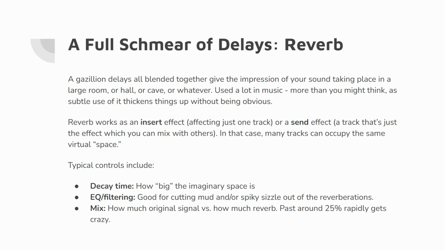And your controls for the reverb will usually be decay time, how big this space is. Is it like a cathedral where this reverb tail goes on for very long? Or is it like a small little bathroom you're confined in? You can filter out the low-end stuff or the high-end stuff if you get a lot of boom coming back, or weird artificial spiky sizzle, or it doesn't sound like the space you want it to sound like. And then mix it in, how much of the original signal versus how much reverb.